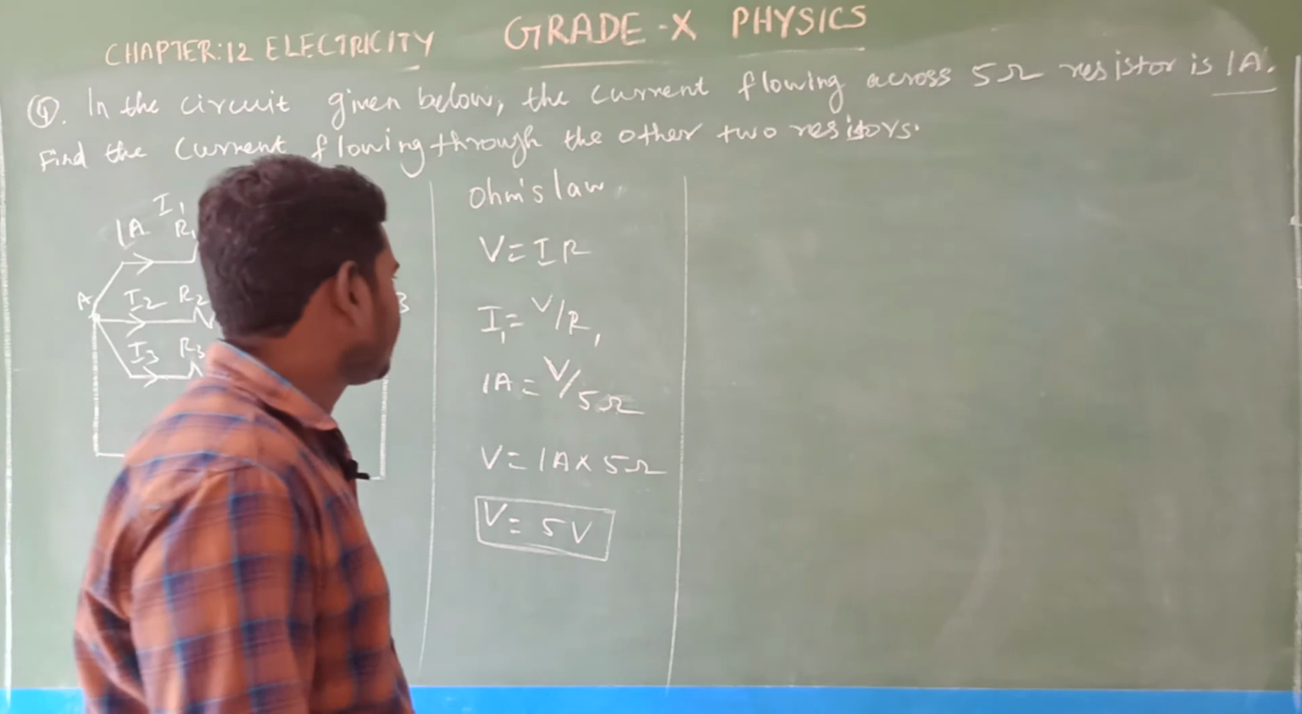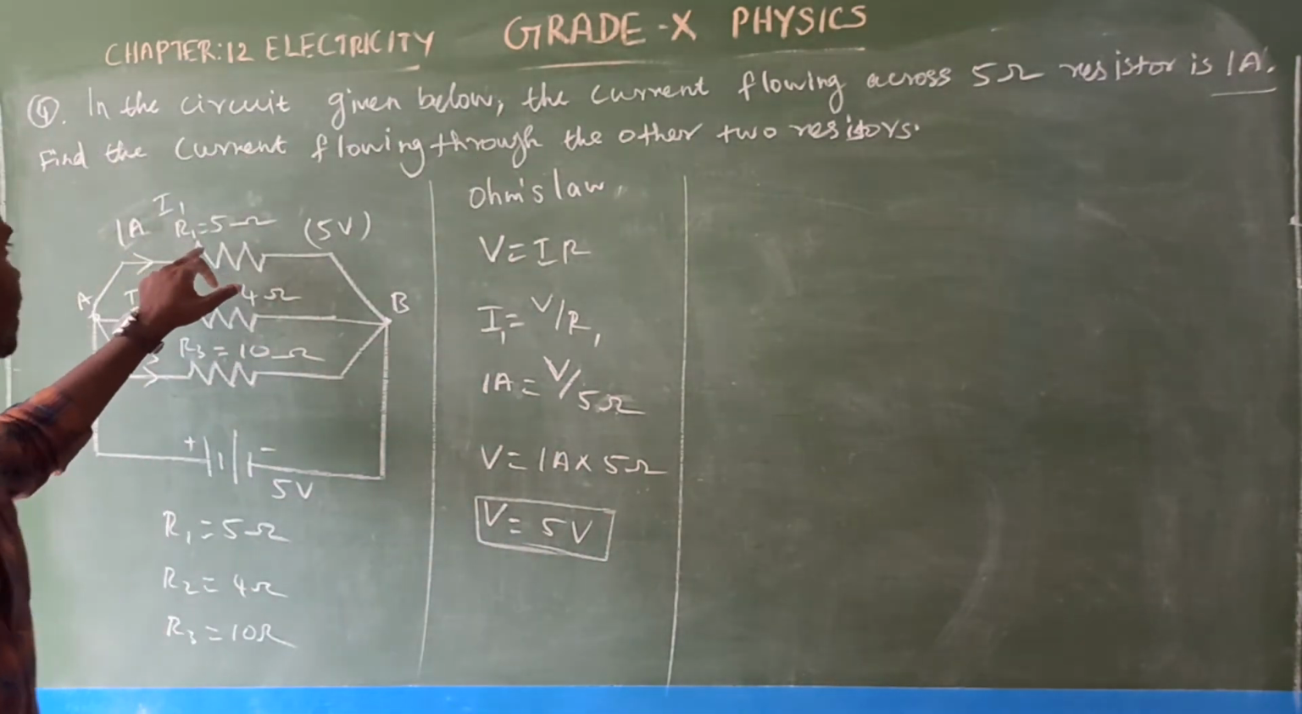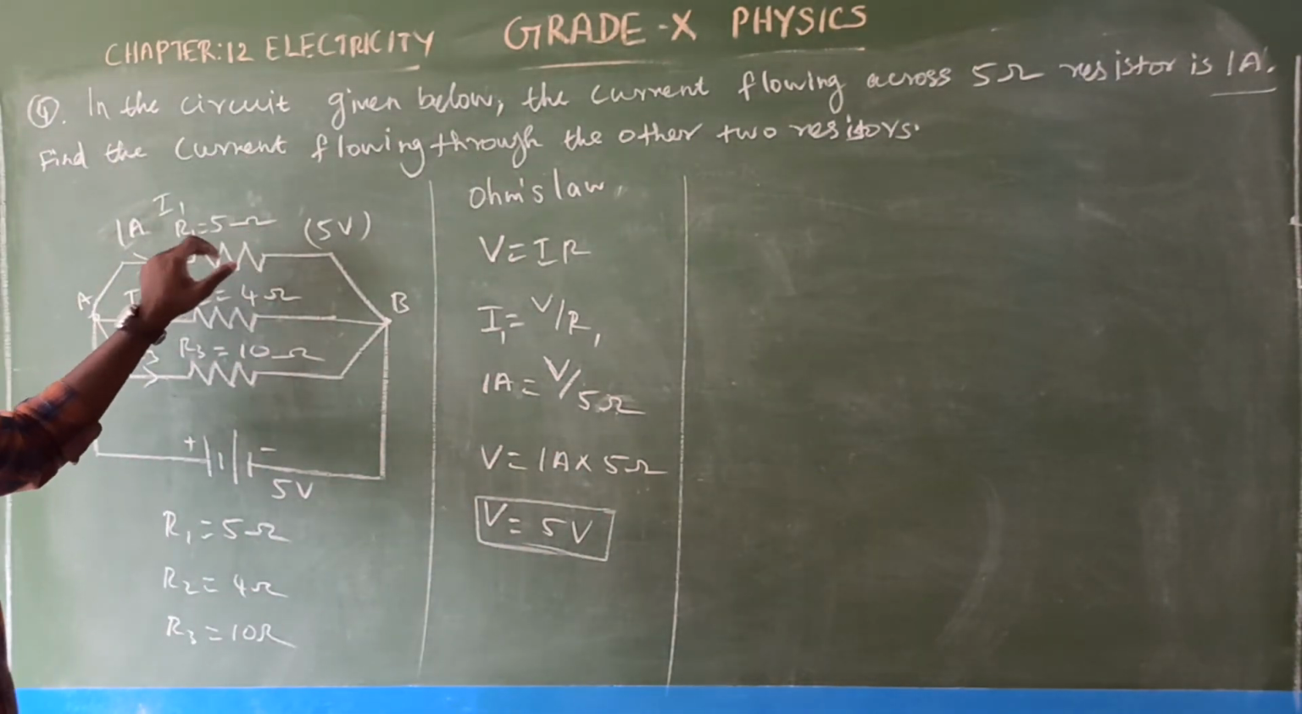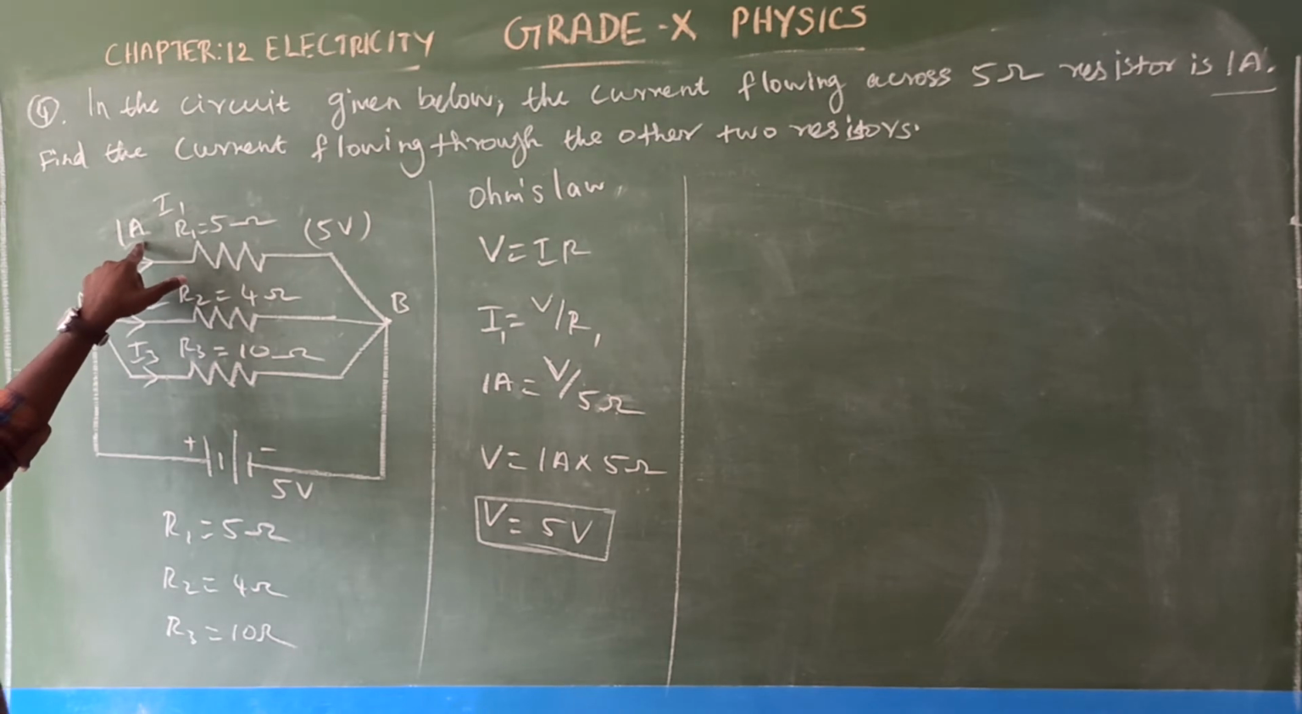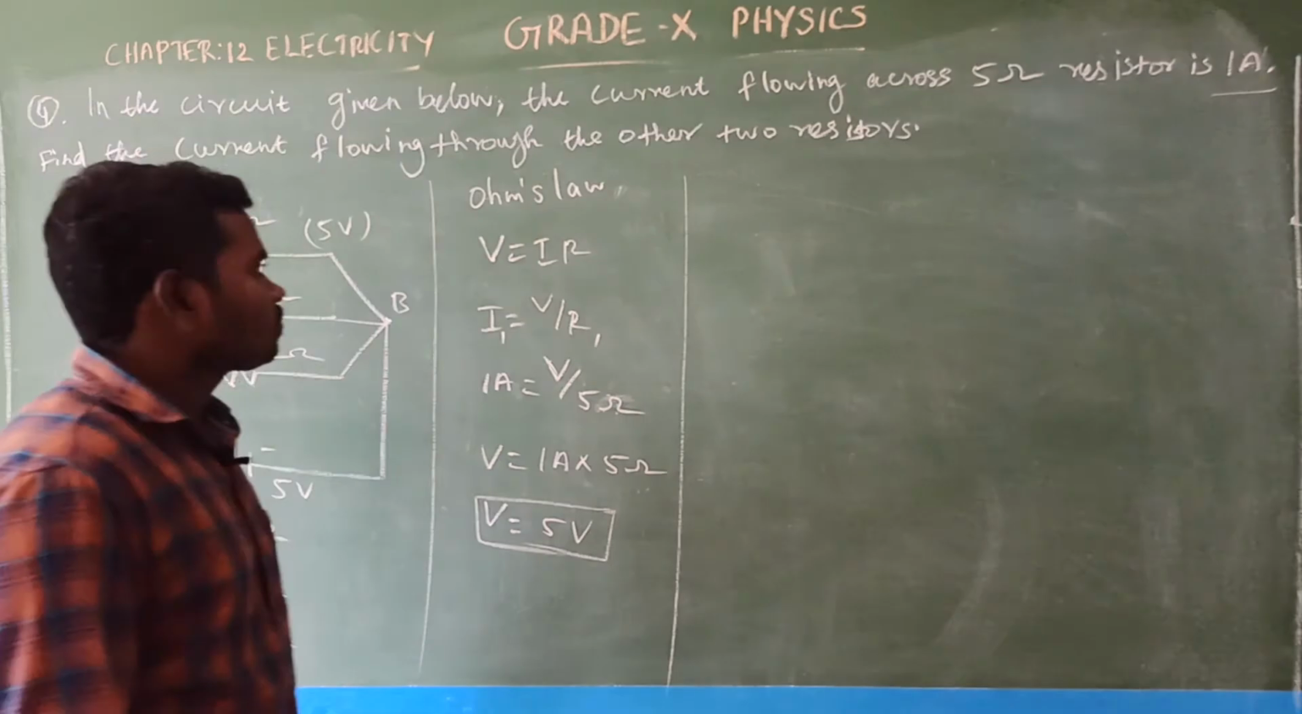Look at here. So across the resistor R1, which means 5 ohm, the current value flowing is how much? 1 ampere. Yes.